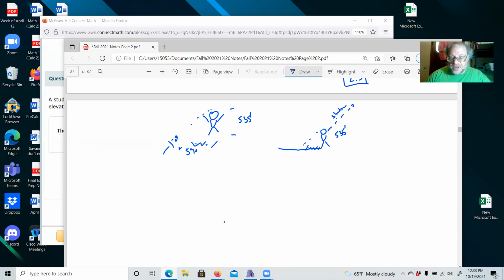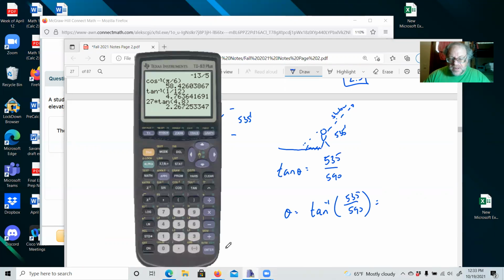Do you know a trig function that relates the opposite to the adjacent? Oh, that was tangent. We just did this one. So the tangent of an angle is equal to 535 over 590. Now how do we undo the tangent? Theta is equal to the inverse tangent of 535 over 590. And there we go. So, 535 divided by 590.